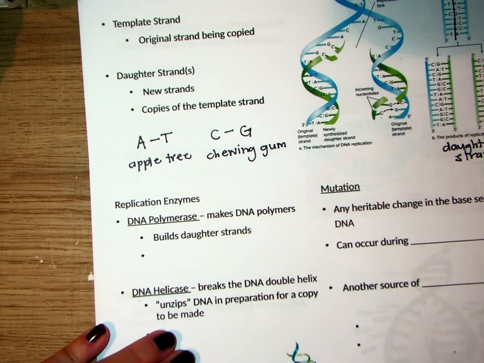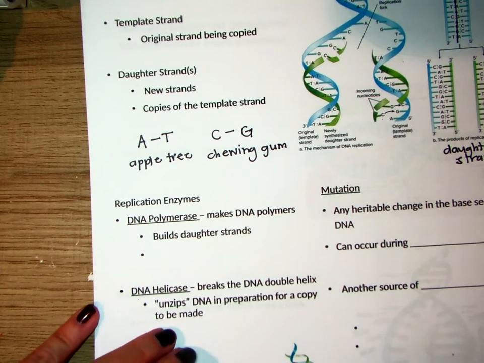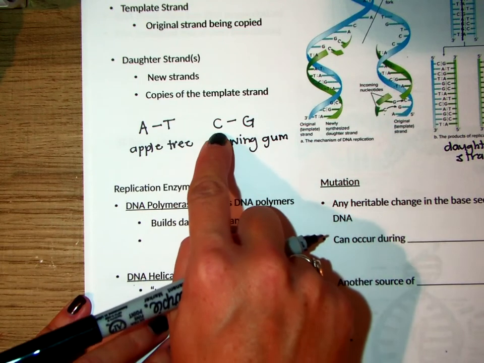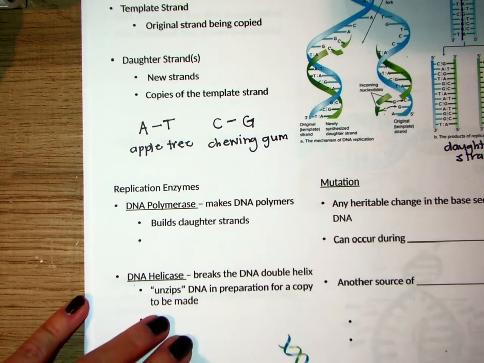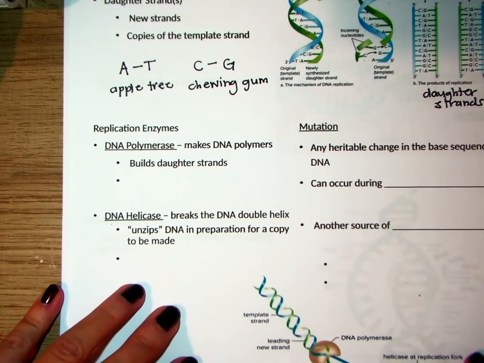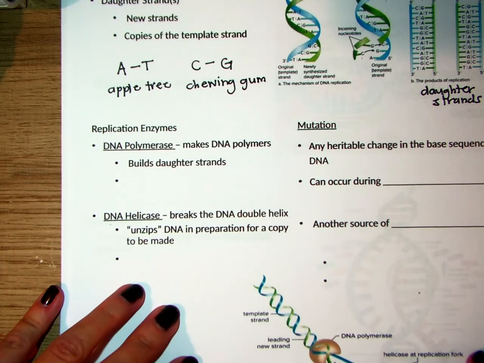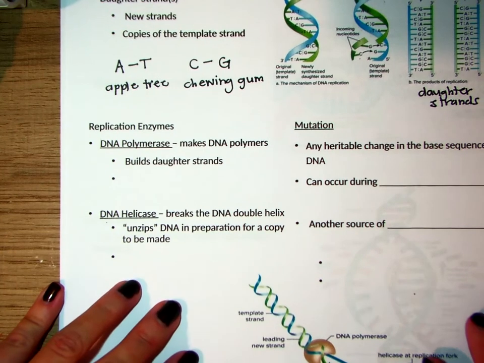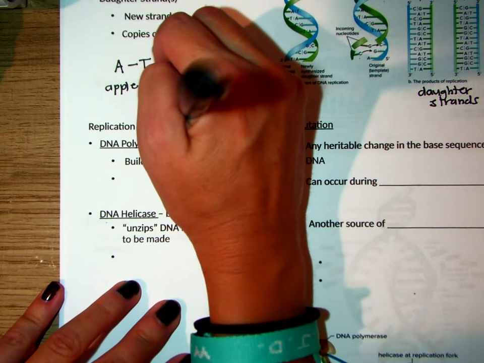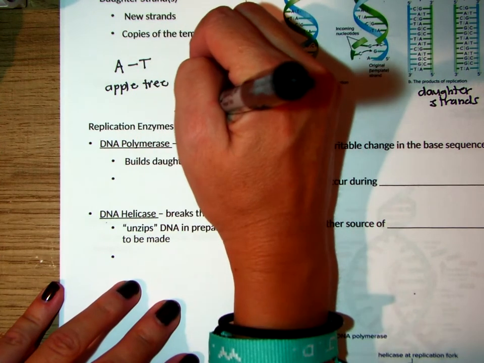C and G. So those base pairs always go together. You're not going to get a T matching up with a C or a G matching up with an A. And let's talk about some of these enzymes that play a role in this DNA replication. So if something ends in ASE, remember it's an enzyme.